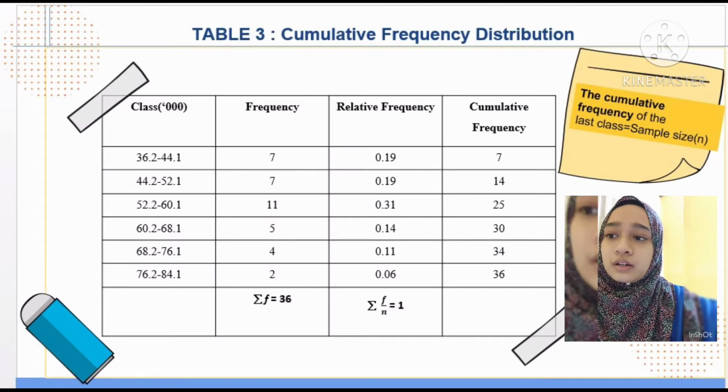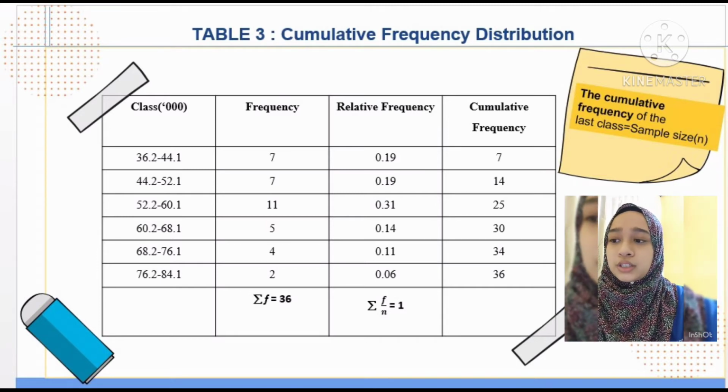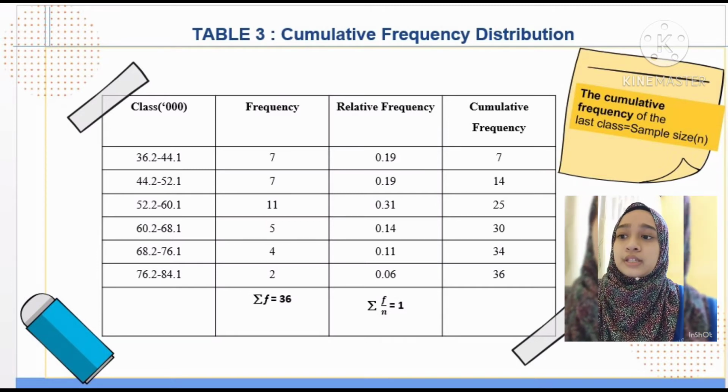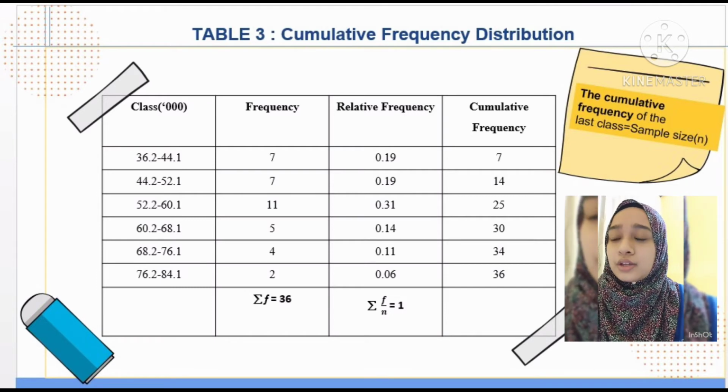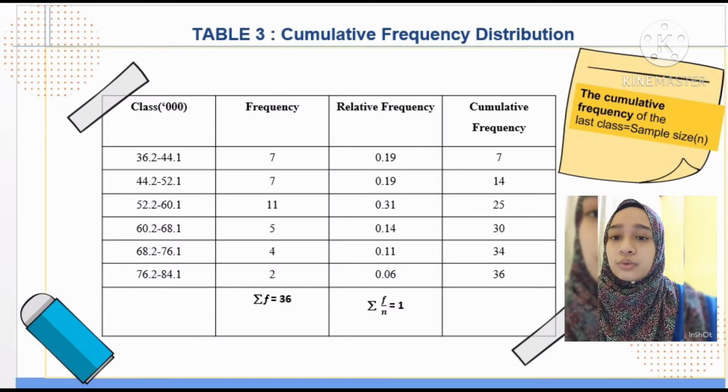So how do we get the cumulative frequency? We need to copy, because the first frequency is the same as the cumulative frequency. So if the frequency is 7, the cumulative frequency is also 7. So we add on 7 is 7.